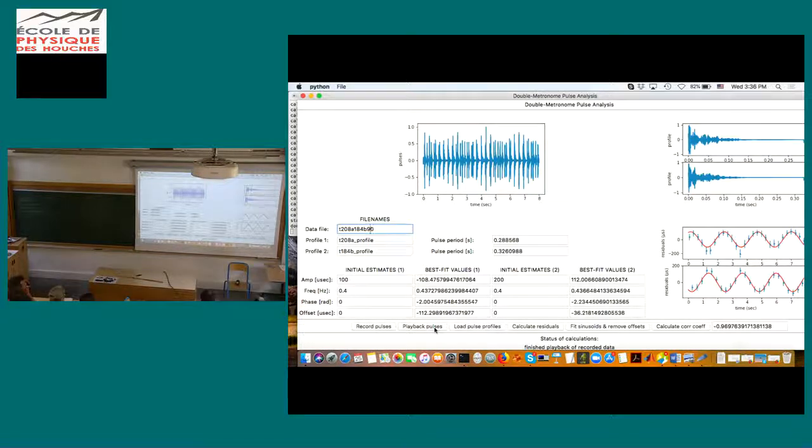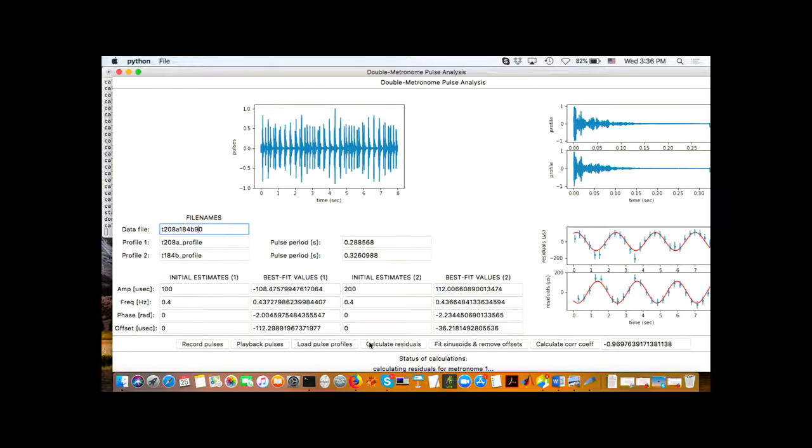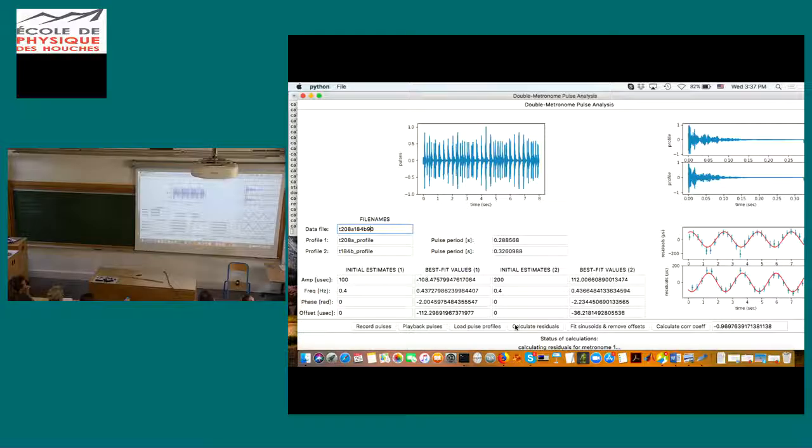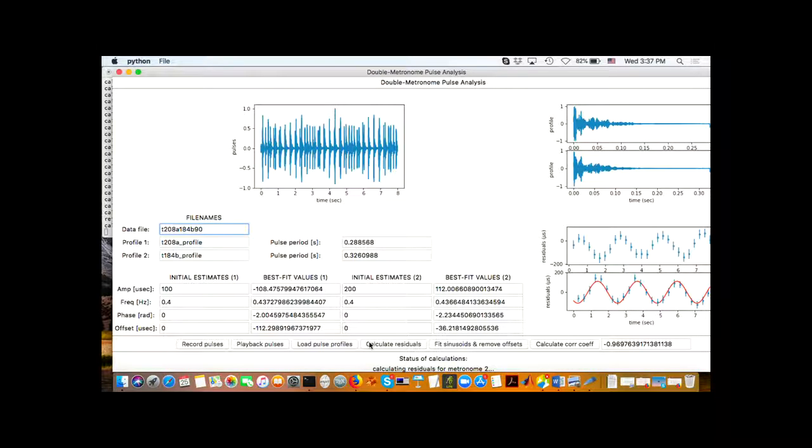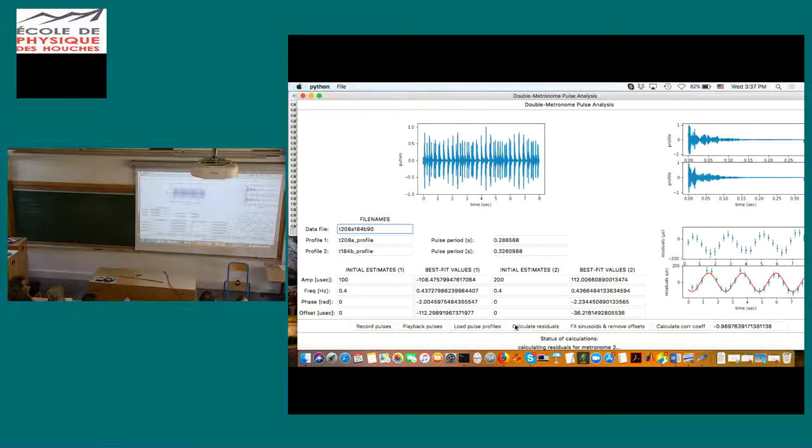Okay, let's calculate the residuals. The residuals usually for the first metronome are nice because it's kept in that same location, whereas the residuals for the second metronome are usually worse when I put it at angles like this. So again, a nice sinusoid there. Well, wait, no, it's not yet. The last one was 180 degrees out of phase. So we'll see what we get.